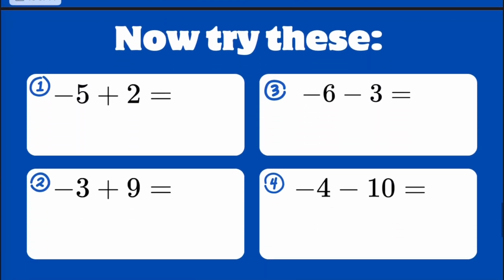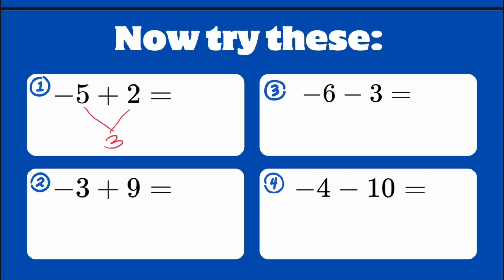So now try these on your own. Make sure to pause the video, and when you're ready, just unpause it and let's work on them together. So we have negative 5 plus 2. Different signs, which means we're going to subtract them. 5 minus 2 is 3.